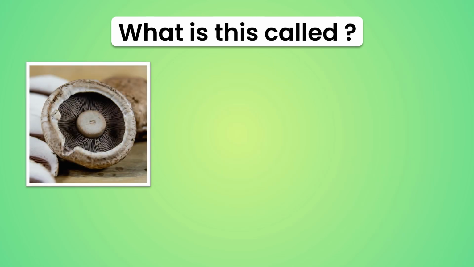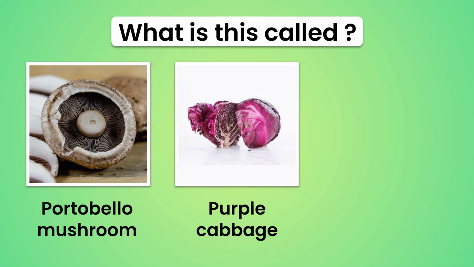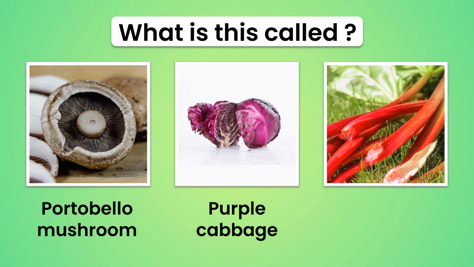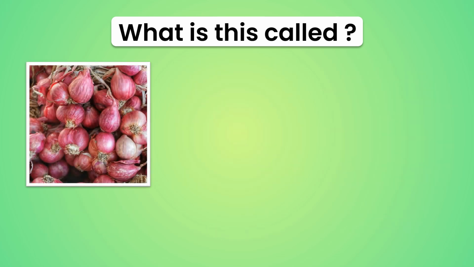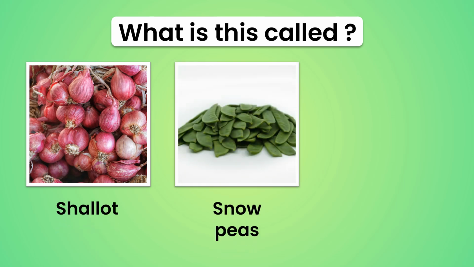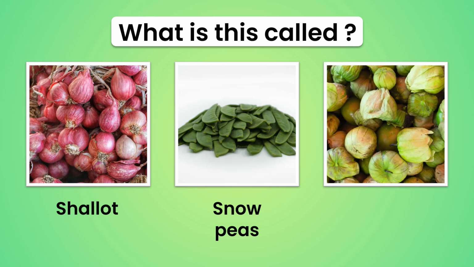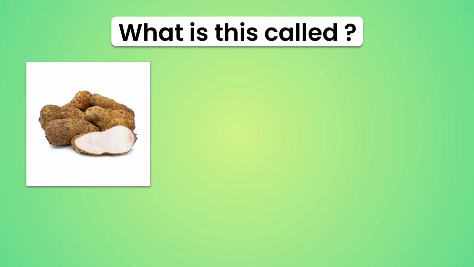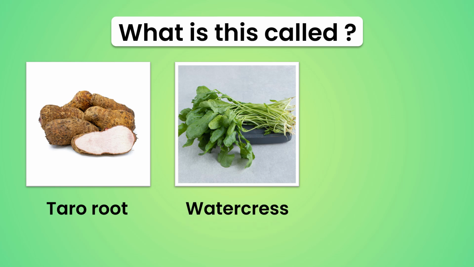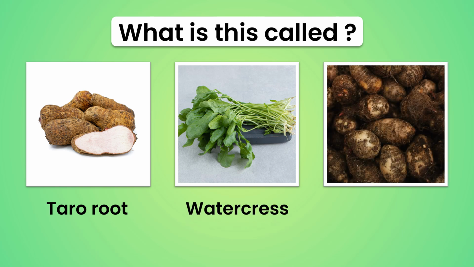What is this called? Portobello mushroom, purple cabbage, rhubarb. What is this called? Shallot, snow peas, tomatillo. What is this called? Taro root, watercress, yam.